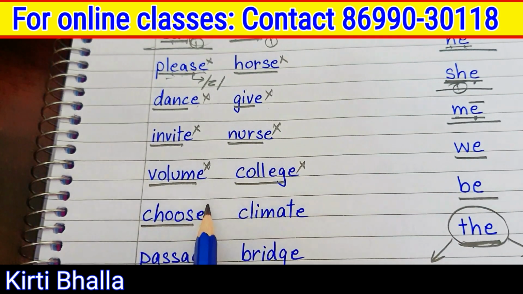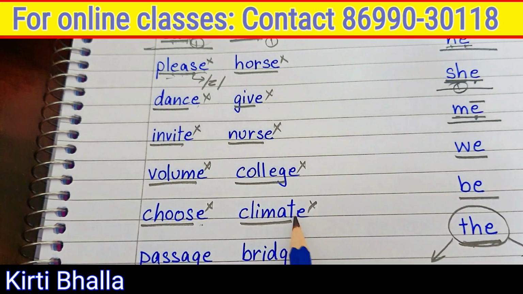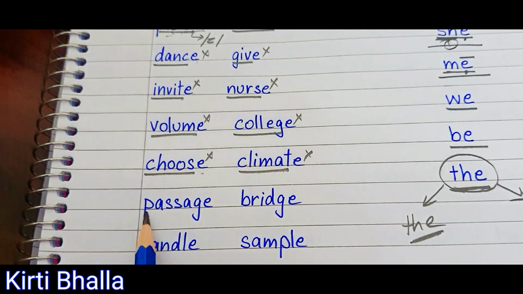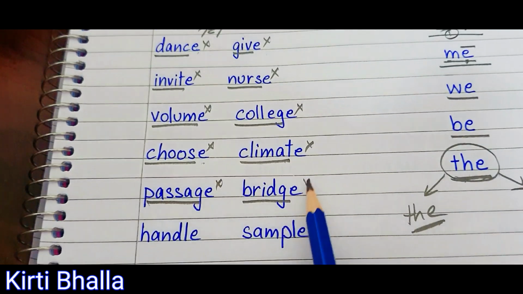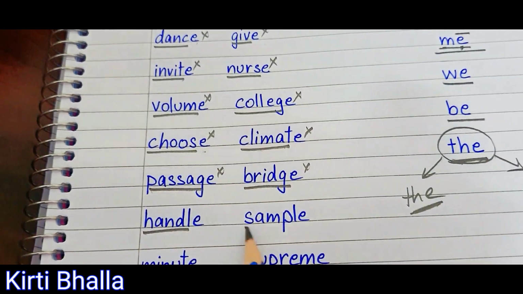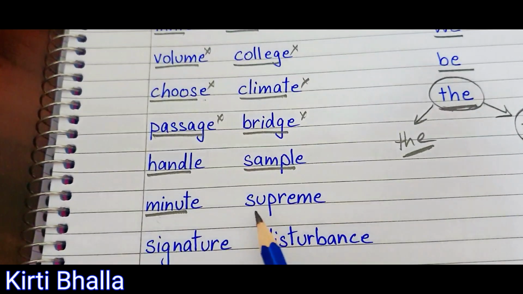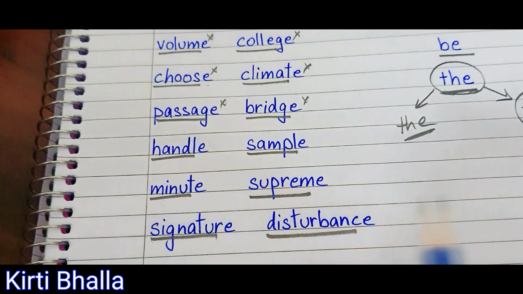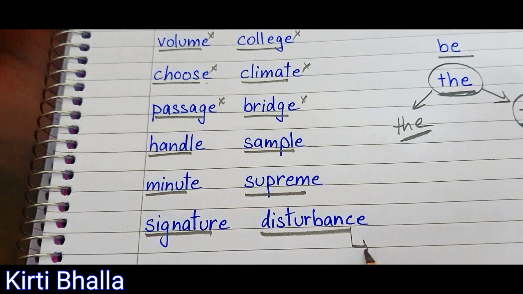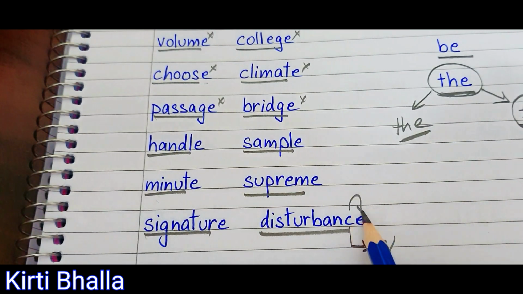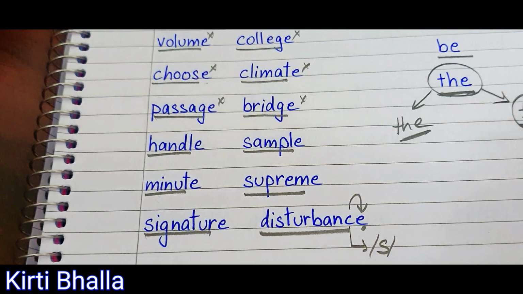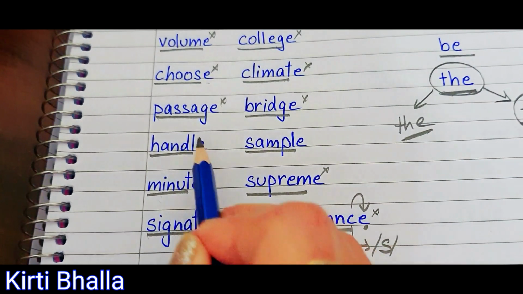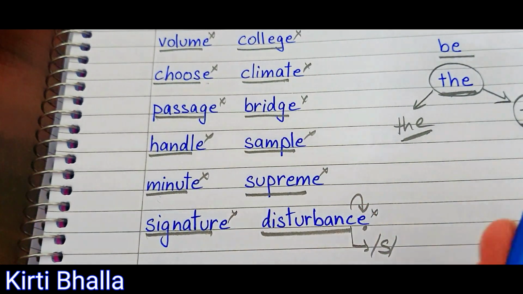This word is choose. Climate. See, we finished reading this word till here. Climate. Next is passage, bridge, handle, sample, minute, supreme, signature, disturbance. Though letter C is giving you an S sound here. Why? Because there is E after it. But we are not reading the ending E sound. Okay, it is silent, silent, silent, silent, silent, silent. The last E is silent.